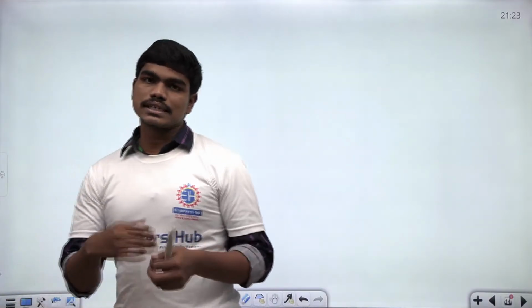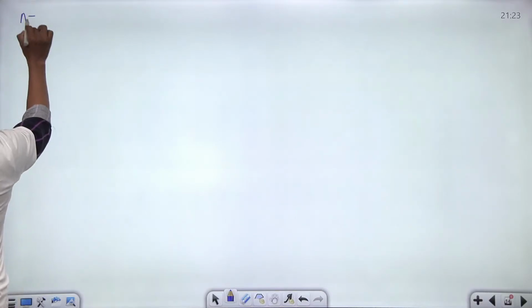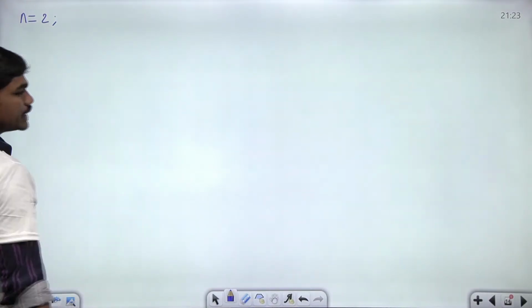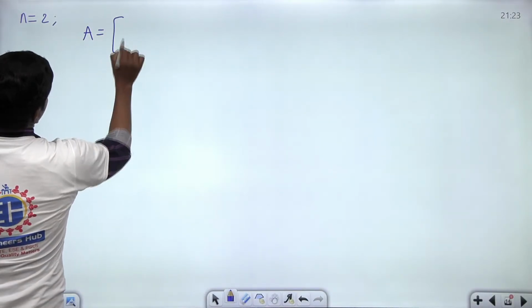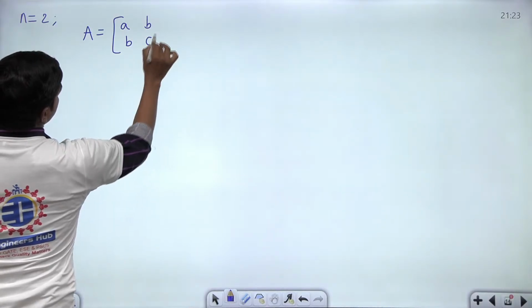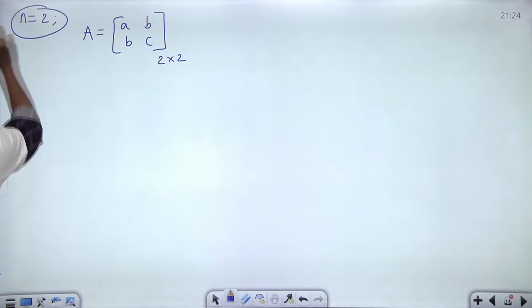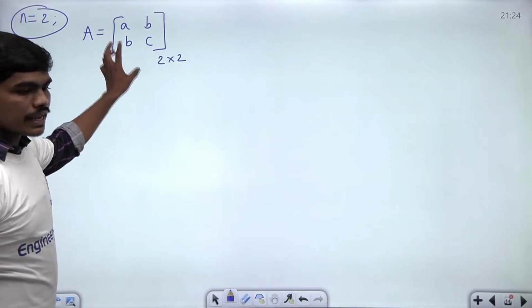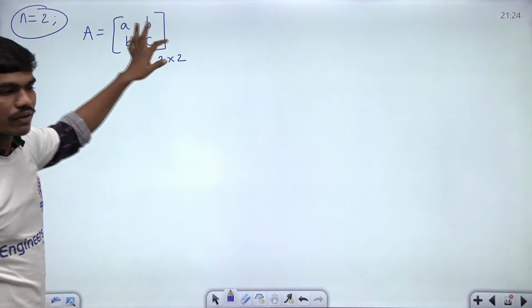Look, now let us try to solve this. Normally if you generalize the things, they get a bit complicated. So let us take a simple example for n is equal to 2. If you take n is equal to 2, let us assume A is equal to [a b; b c], because we take n is equal to 2. That's why you can see they have given in the question that A is a symmetric matrix. So definitely this is the generalized expression we can take for A.